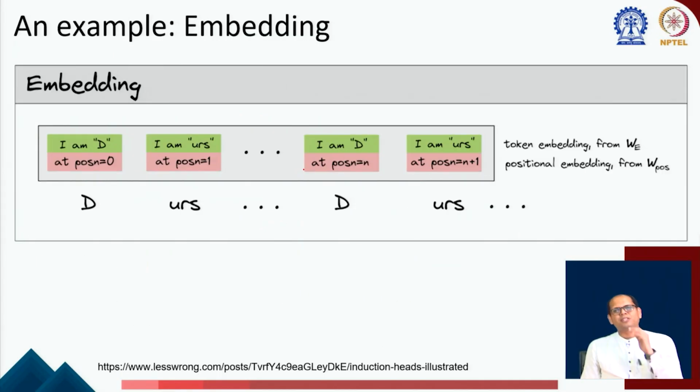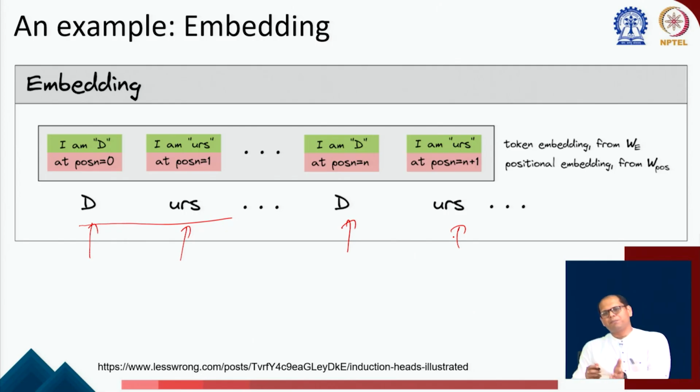Now, when we start, what happens? We only feed the sequence, and we will have a very simple example. We have "Dursley". With byte pair encoding, D is 1 token, then URS. Similarly, somewhere else in this sequence, you again have D and URS, right. And we want to see how, after D, you will predict URS.